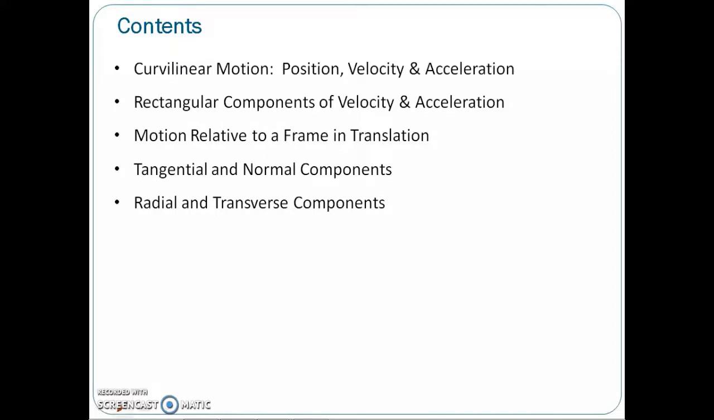In our last lectures, we introduced the concept of relative motions. So in today's lectures, we will try to make use of these relative motion concepts to frame that in translations. Besides the rectangular component decompositions, we can also decompose the motions into tangential and normal components, as well as radial and transverse components. So in today's lectures, we will be looking into how this decomposition works and how we can use it to solve dynamics problems that involve curvilinear motions.